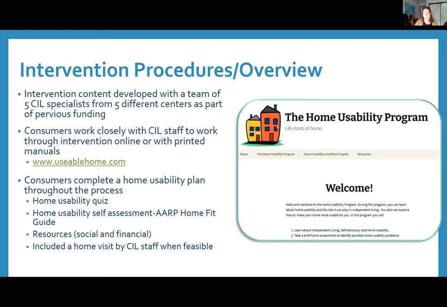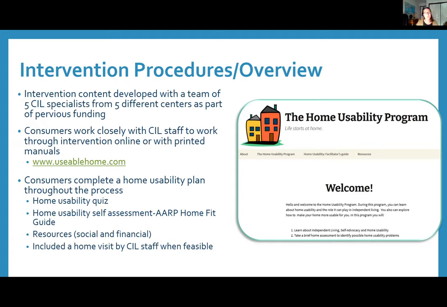So we have a website here, screenshot to the right, the Home Usability Program has a little welcome landing page where consumers could go through the content on their own together with a CIL staff, however worked best. Our CIL staff were also part of the research team. So they also went through the IRB training and were super involved in data collection and some analysis.